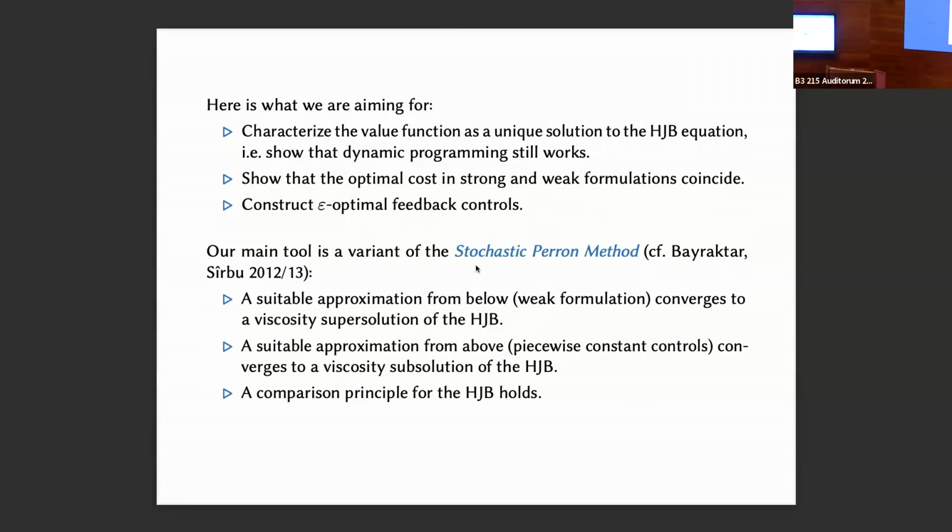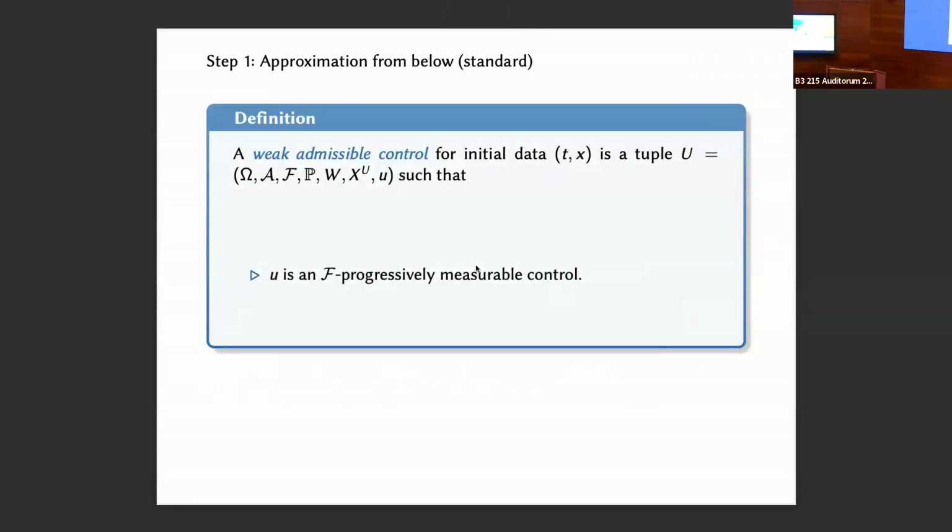And then you just have to think about what are good approximations. For the approximation from below, we'll talk about weak formulation in a second. For the approximation from above, we talk about piecewise constant controls. And then the comparison result is standard. That's just PDE here.